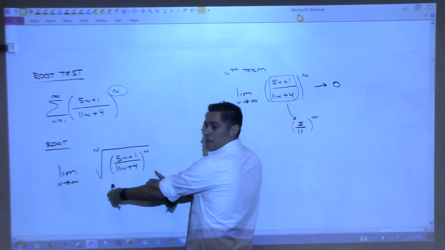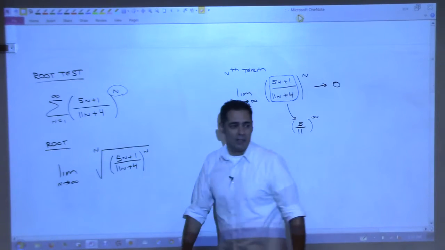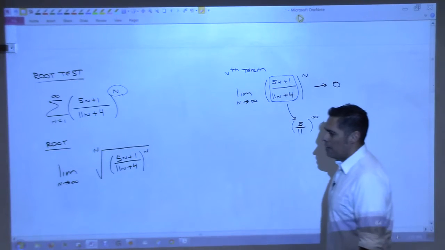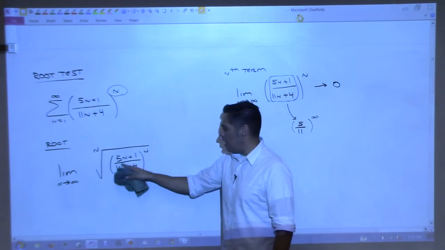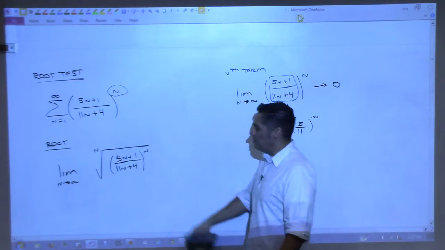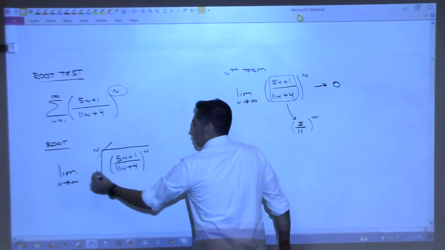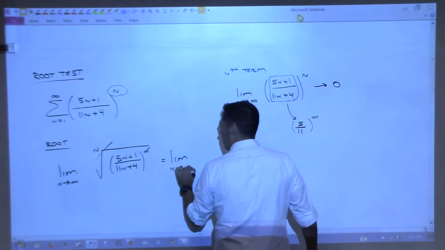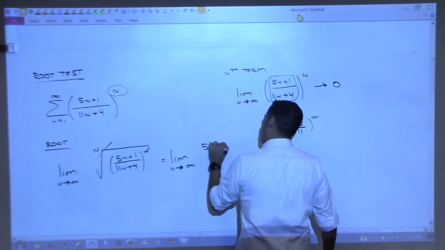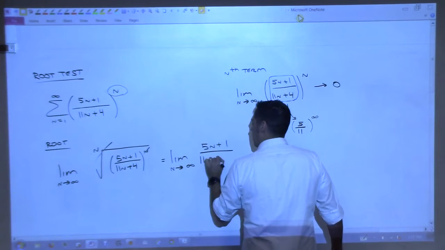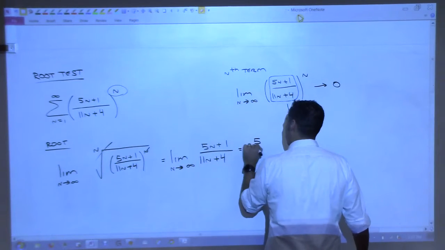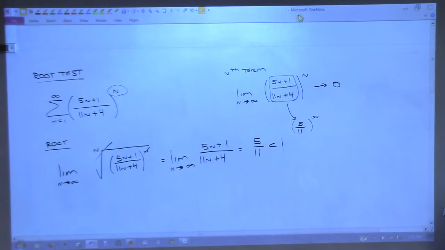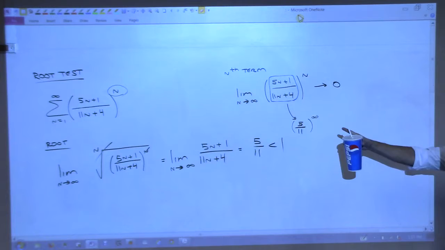Absolute value of this, right? But it's all positive. Can we agree? That's positive anyway? 5n plus 1 over 11n plus 4, all of that to the n, that's all a positive number. So the absolute value doesn't matter. And the nth root and the nth power cancel, and we're left with this. And we're almost done because that limit we already talked about, that's 5/11ths, and that is less than 1, which means that that series converges.